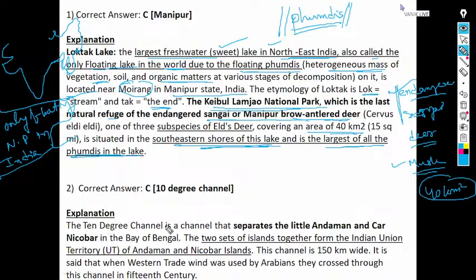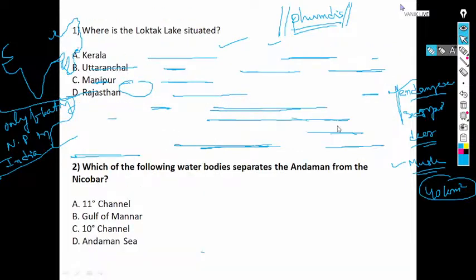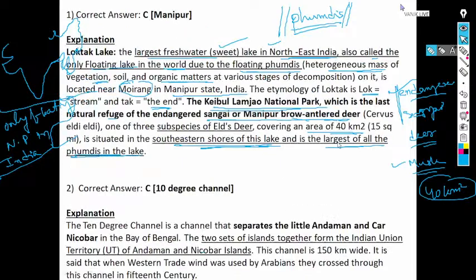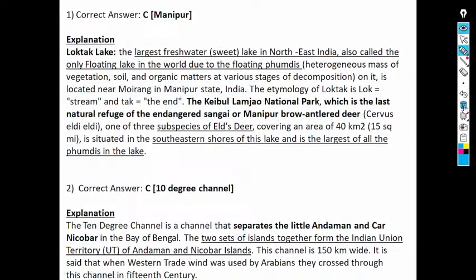Next question: which of the following water bodies separates Andaman from Nicobar? The 10-degree channel is a channel that separates Little Andaman and Car Nicobar in the Bay of Bengal.